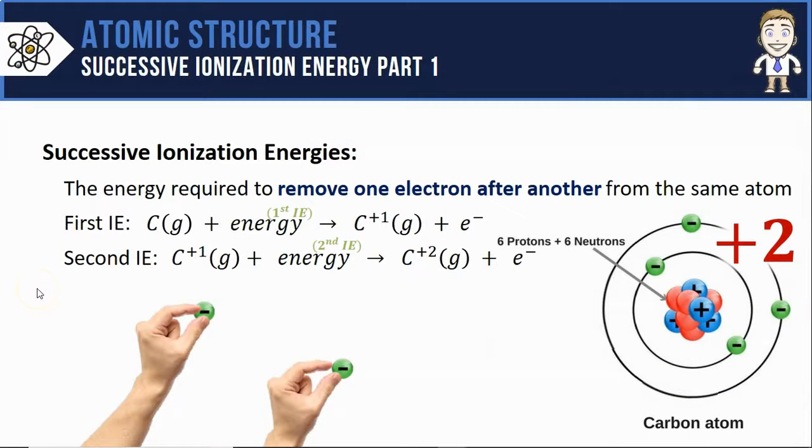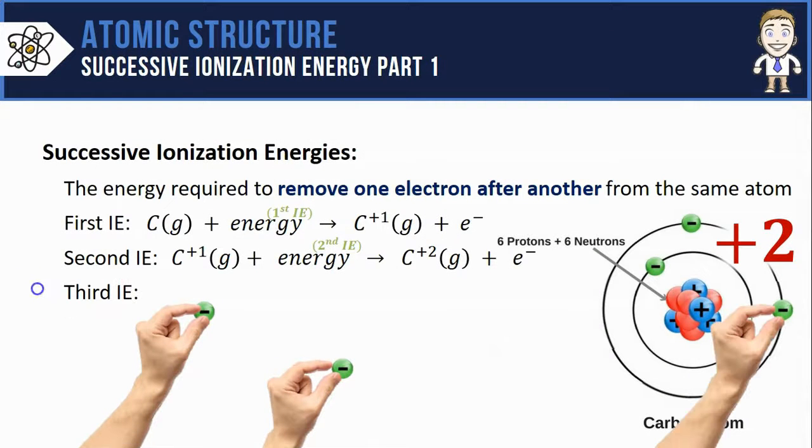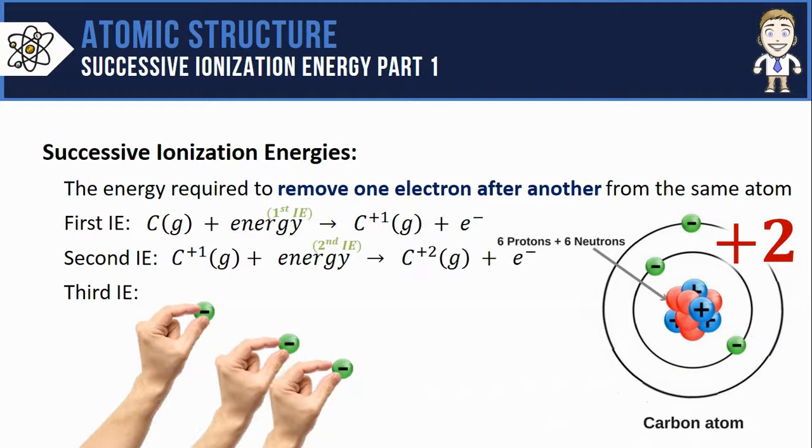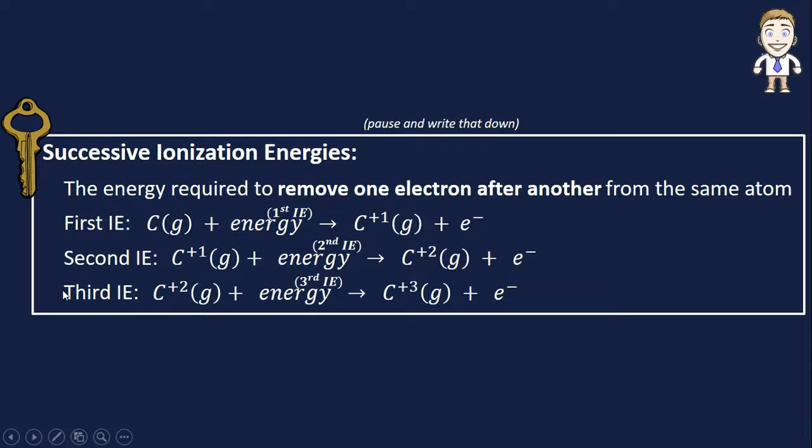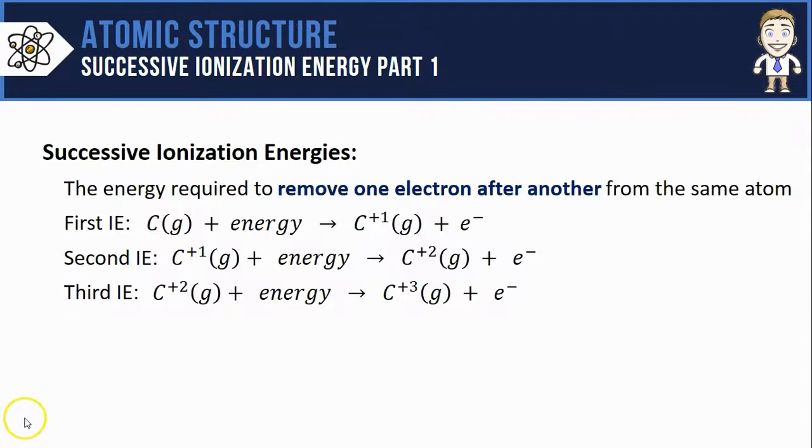And you can keep doing this for as many electrons as the atom has. Here we'll do one more and show the third ionization energy by removing a third electron, changing the atom to a +3 cation. The reaction would show the +2 carbon we started with, the +3 carbon it changes into, and this quantity of energy would be the third ionization energy value. Being able to write out this series of successive equations is definitely one of the key ideas for this video. Make sure you've paused and taken a minute to write those down.